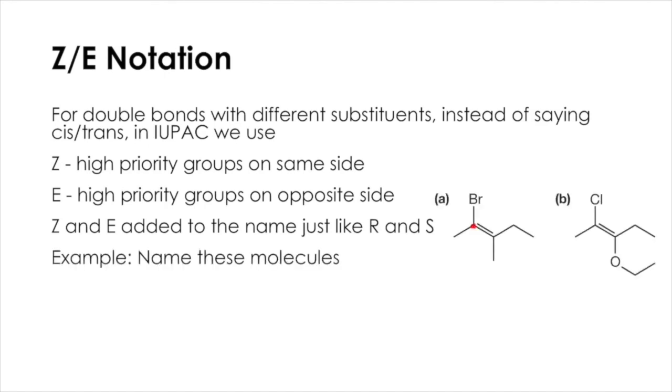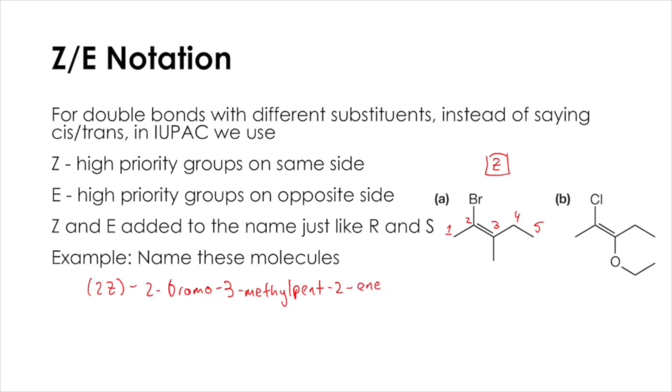So starting on this carbon, looking at the priority, bromine is higher than methyl. And then on this carbon, ethyl is higher priority than methyl. And so this guy is Z. So now we just have to number the chain with the double bonds. That's 1, 2, 3, 4, 5. And so we have 2Z, 2 bromo, 3 methyl, pent, 2 ene.